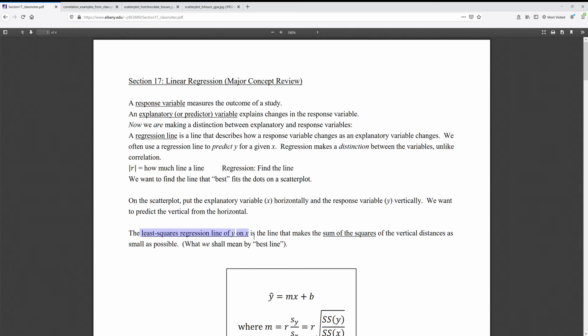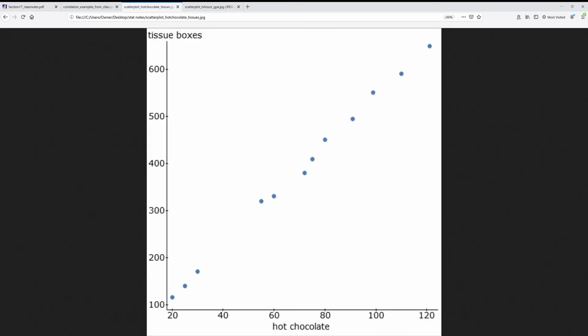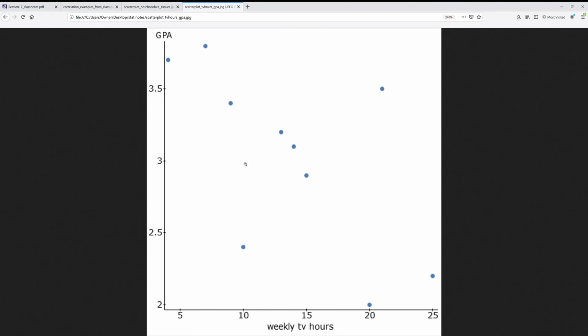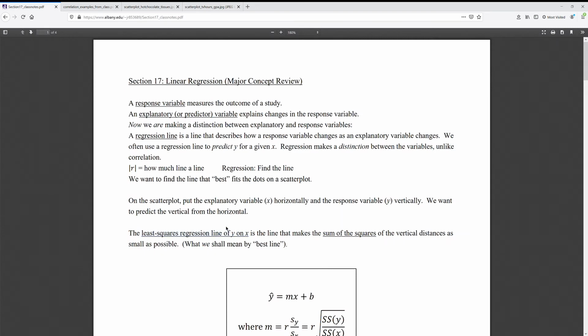Now again, y on x definitely makes a distinction between the one variable and the other. The least squares regression line of hot chocolate on tissue boxes is not the same critter as the least squares regression line of tissue boxes on hot chocolates. If you think about it, because we're flipping the picture inside out, that would be making the horizontal distances as small as possible. That is, it may be close, but it may not necessarily be exactly the same line. You'll see a bit of a difference. And if they're not very lined up, you may see a major difference. So we definitely make a distinction between which variable is which.